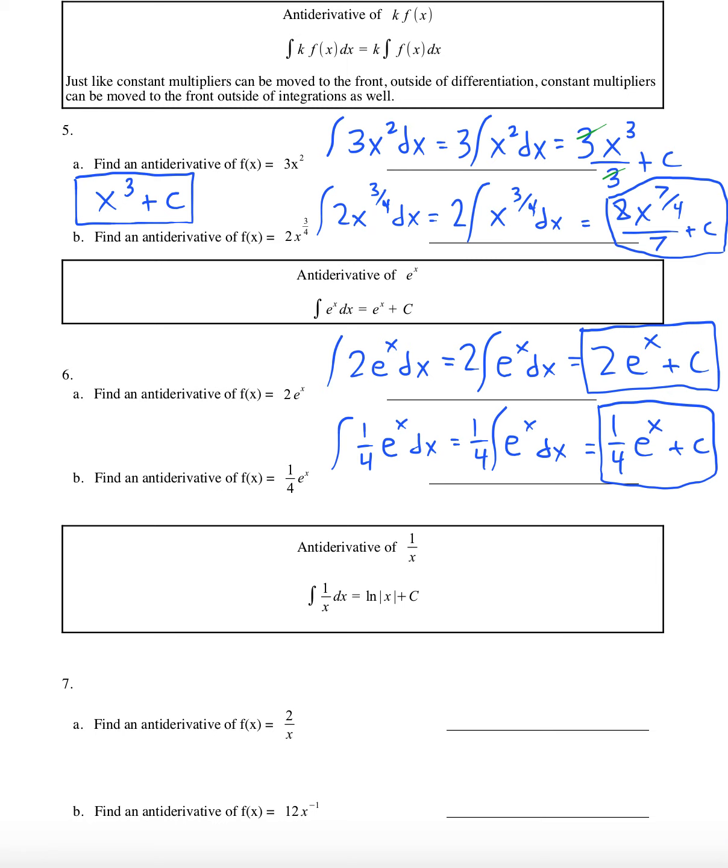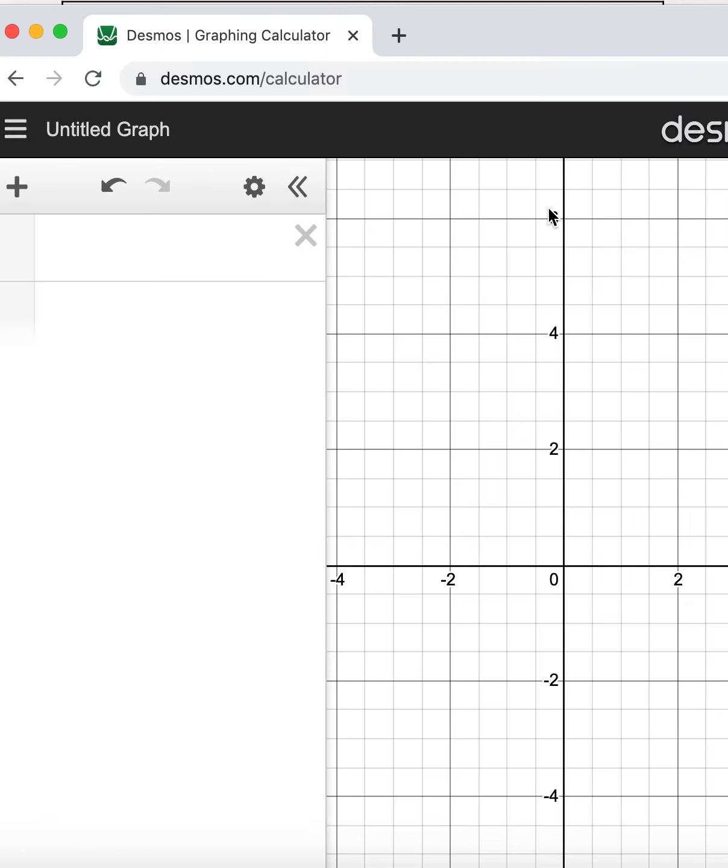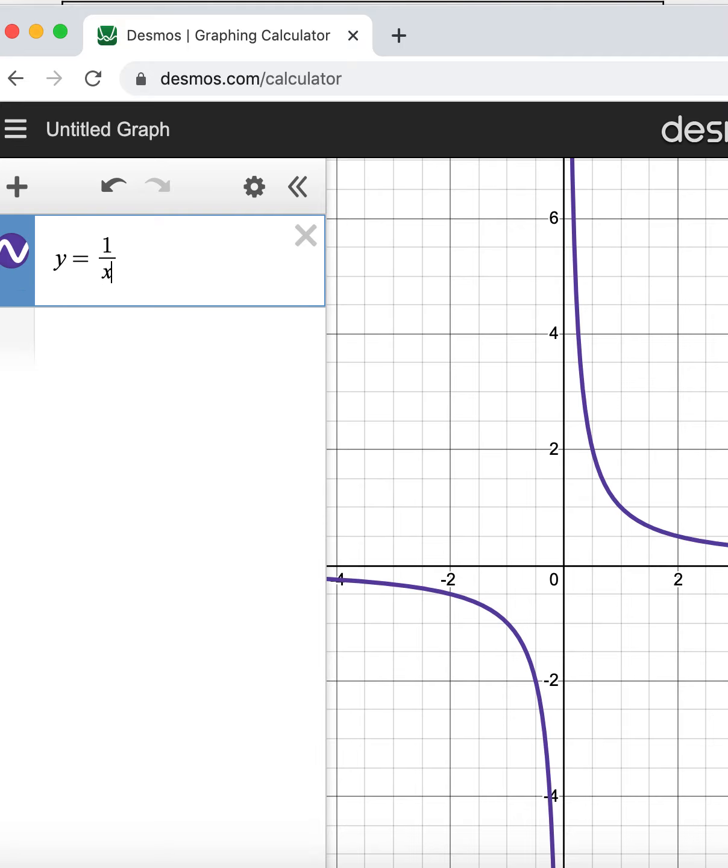Now, in order to see why that's the case, you may wish to look at a function here of 1 over x as a graph. So I'm just using desmos.com/calculator just to make an easy plot of 1 over x. We can see that 1 over x has values on the left side of the y-axis and the right side of the y-axis. It has values in the negative x and values in the positive x.